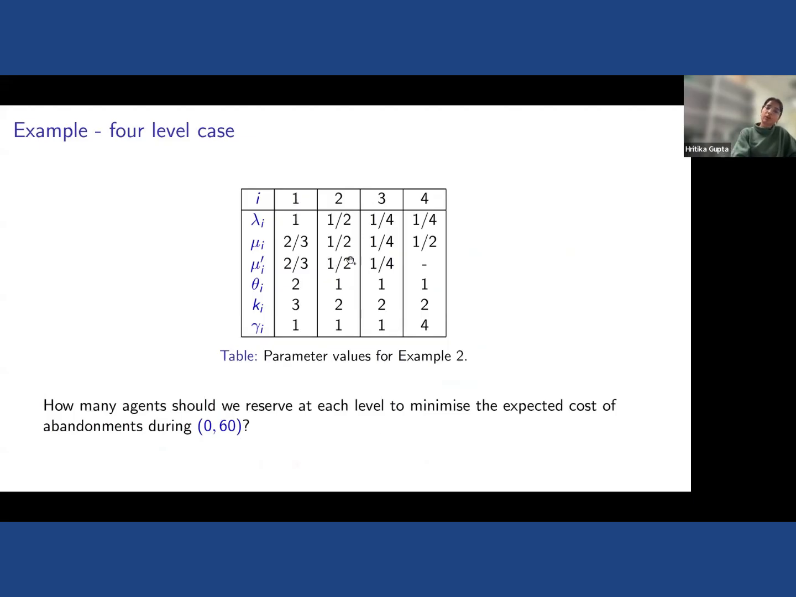So we are going to find the cost of abandonments for this set of parameters for different threshold policies. There are 4 levels, level 1 to 4. There are some arrival rates for these levels, service rates. Then you have the abandonment rates. You have the number of agents available. And then you have the cost of abandonments. The question is, how many agents should we reserve at each level to minimize the expected cost of abandonments during the next 60 minutes or 60 time units?